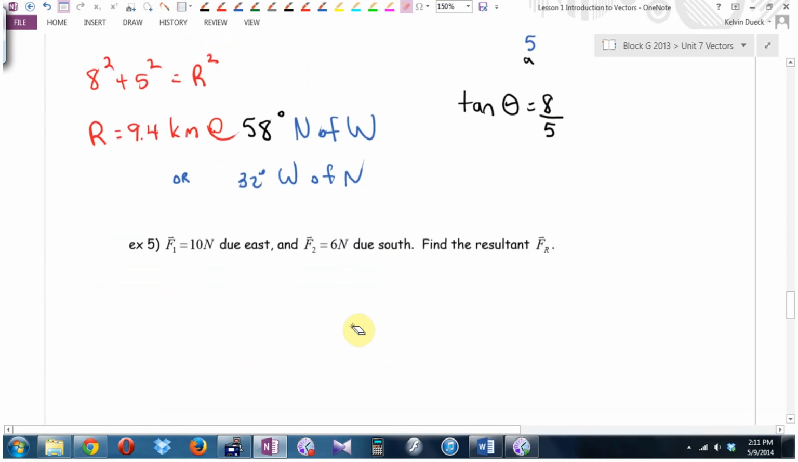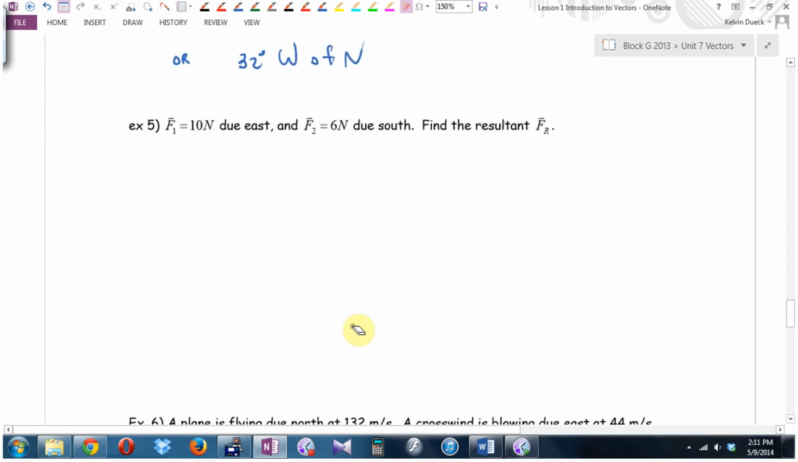Let's try example 5. Let's suppose I want to add 10 newtons east and 6 newtons south. Find the resultant. F R for resultant. First, I've scrolled down, so I'm going to add a compass rose. First thing I'm going to do then, 10 newtons due east would look like this. Plus 6 newtons due south.